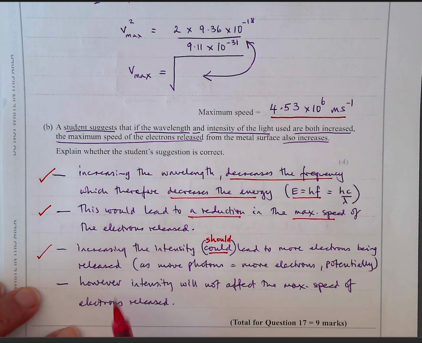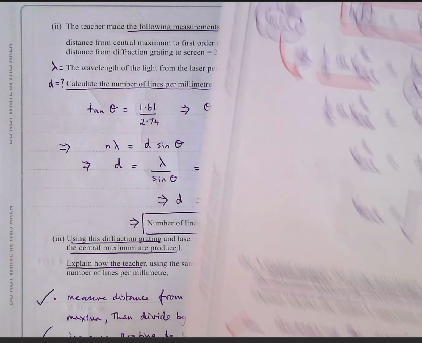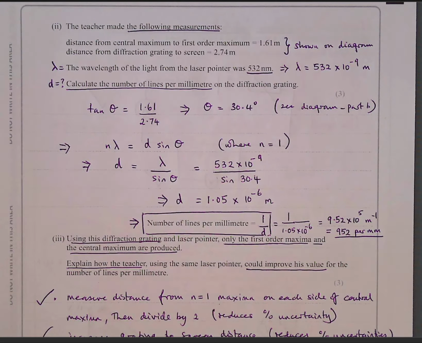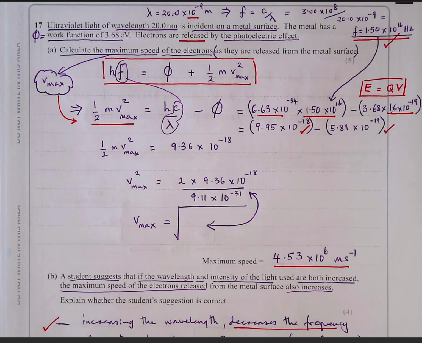However, intensity will not affect the maximum speed of the electrons released. So each photon can give all its energy to one electron. Okay, so having more intensity means more photons, therefore more electrons potentially. But the increased intensity won't affect the maximum speed of the electrons, because each photon has a fixed amount of energy and it will give it all to an electron. Okay, and that's what you need to understand for the final point. So the student's wrong. So that's question 17, part A and B. That's the whole of question 17. Okay, so the photoelectric effect.